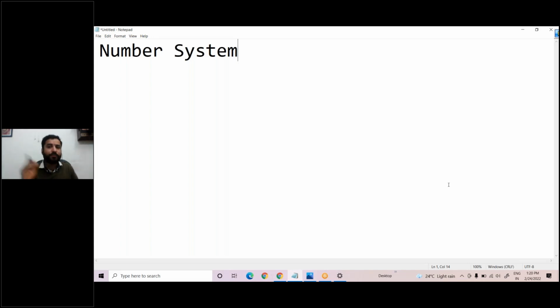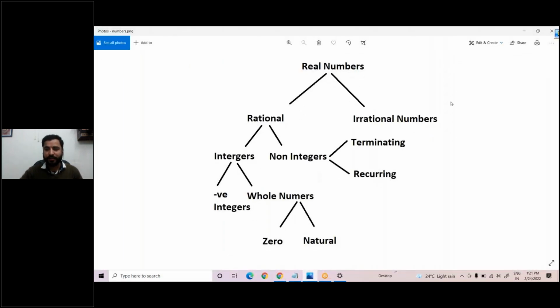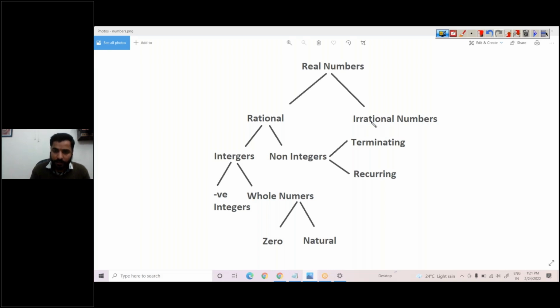So we may have different categories of numbers. We may have integers, non-integers, rational, irrational. So let's understand all those things by using an image. I have prepared one. We have real numbers here, and real numbers can further be divided into rational, integers, negative, whole, then non-integers, then terminating and recurring, and in the same way we may have irrational numbers. Let's try to understand all those real numbers on a number line.